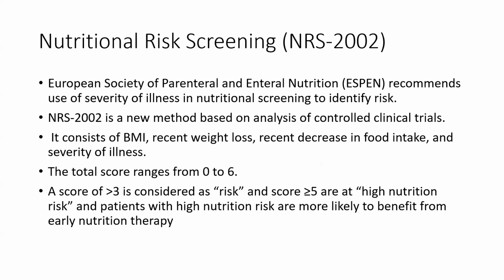Now, nutritional risk screening, that is NRS 2002. The European Society of Parenteral and Enteral Nutrition recommends the use of severity of illness in nutritional screening to identify risk. NRS 2002 is the new method based on analysis of controlled clinical trials. It consists of BMI, recent weight loss, recent decrease in food intake, and severity of illness. The total score ranges from 0 to 6. A score of more than 3 is considered as a risk. A score of more than or equal to 5, they are at high nutrition risk. And patients with high nutrition risk are more likely to benefit from early nutrition therapy.